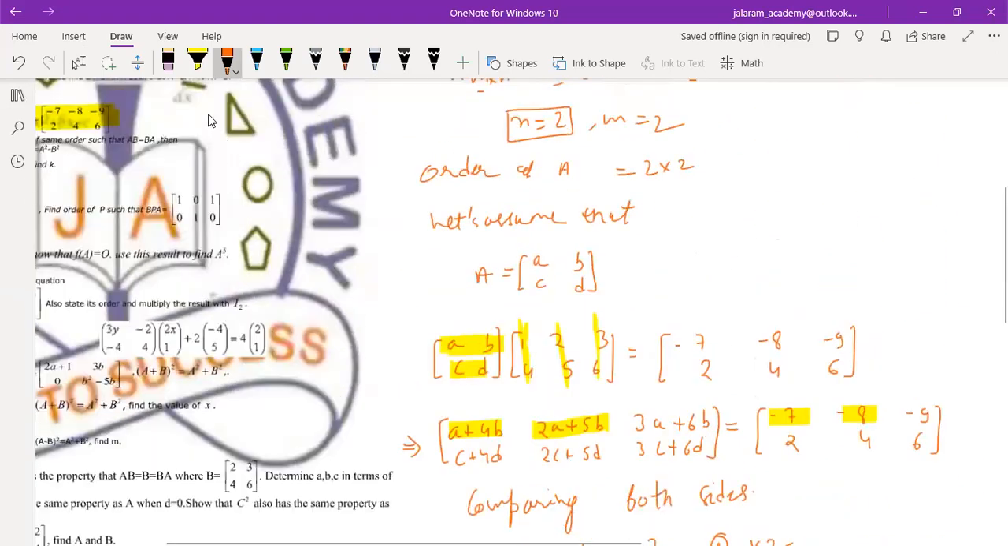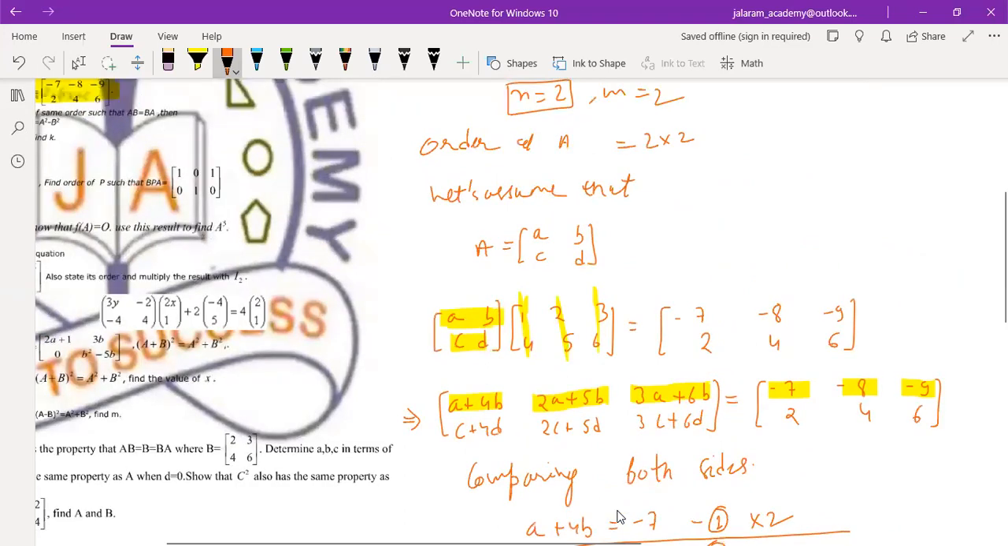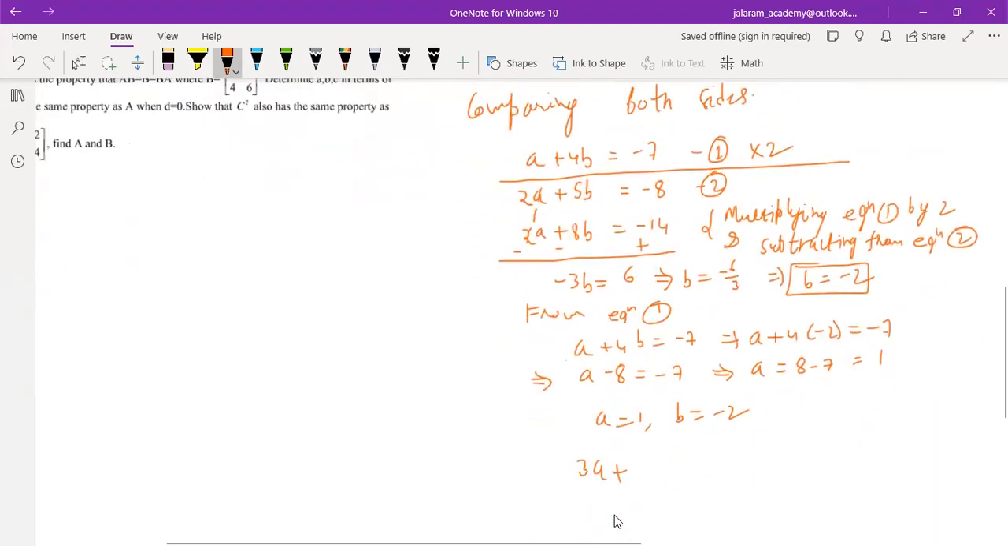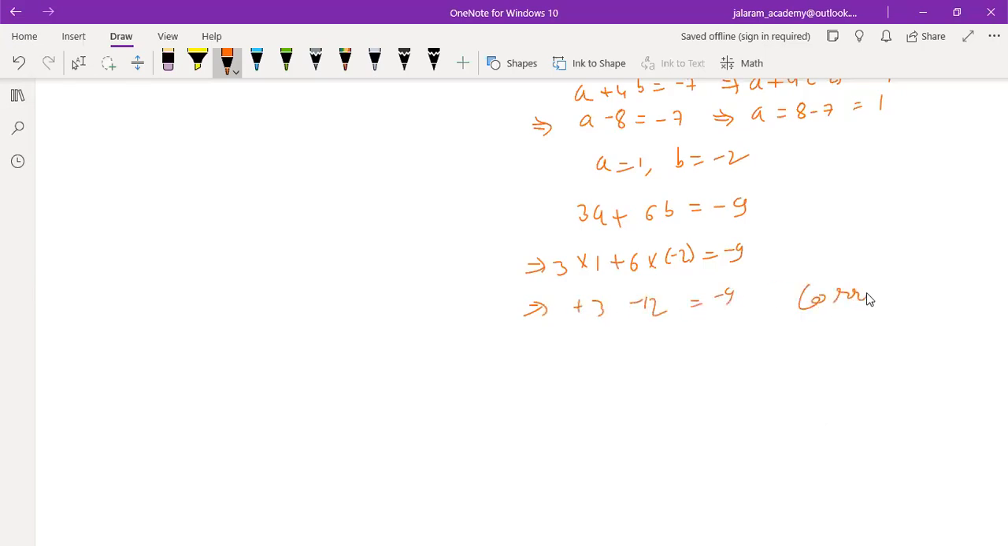So what about the third equation? Remember, for this third equation we have to check whether it is satisfying the obtained values of a and b or not. Otherwise, we will write that a and b are not defined. So 3a plus 6b equals -9. Check it. 3 into 1 plus 6 into -2 equals -9. So 3 minus 12 equals -9, which is correct. Hence, the two values are a equals 1, b equals -2.